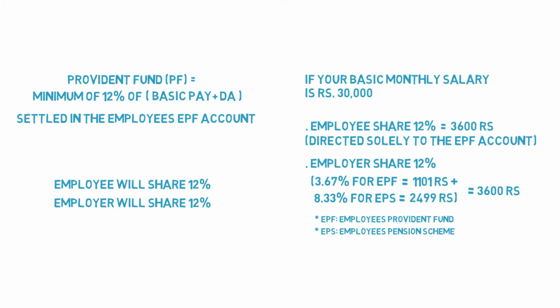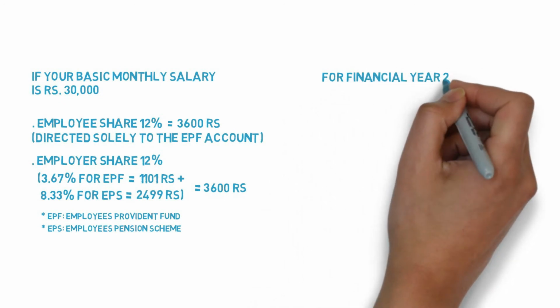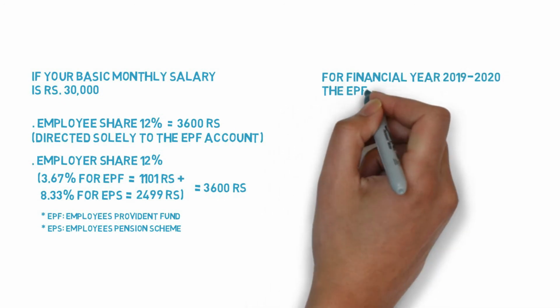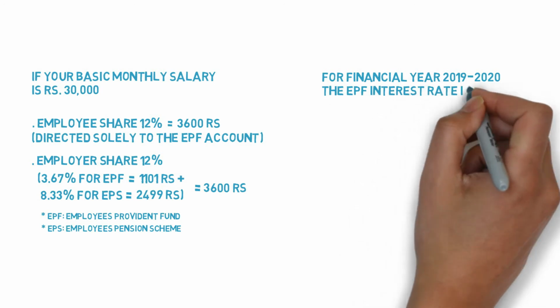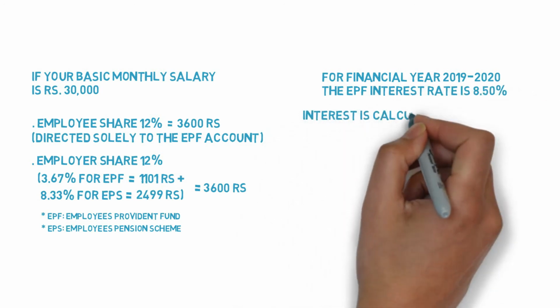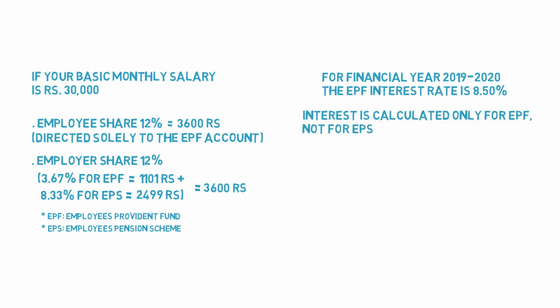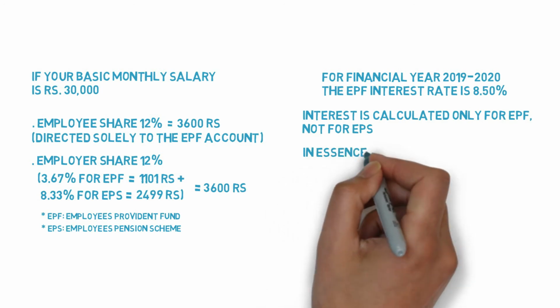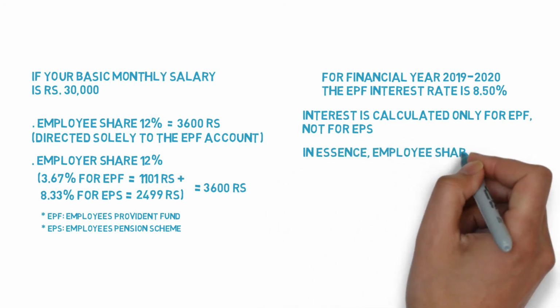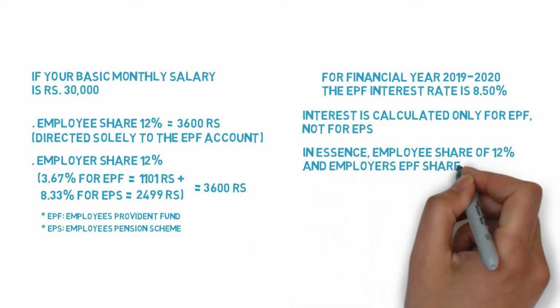Just like your savings, EPF amount also adds interest. This changes every year. For the financial year of 2019 to 2020, the EPF interest rate is 8.5%. You will get interest only for EPF amount and not for EPS. So that means employee share of 12% plus employer share of 3.67% gets interest.